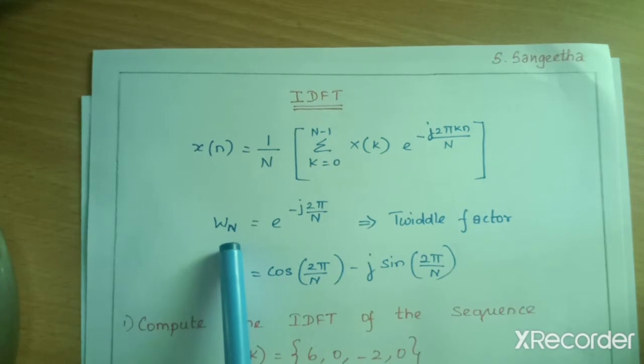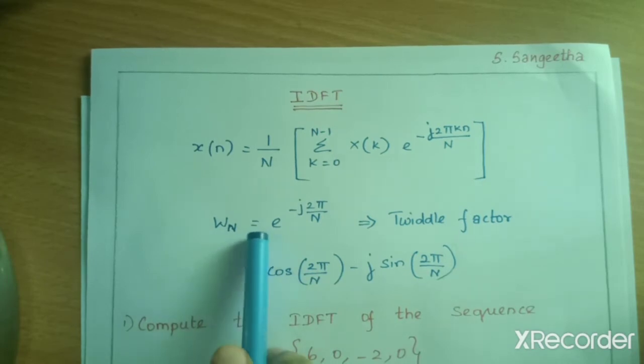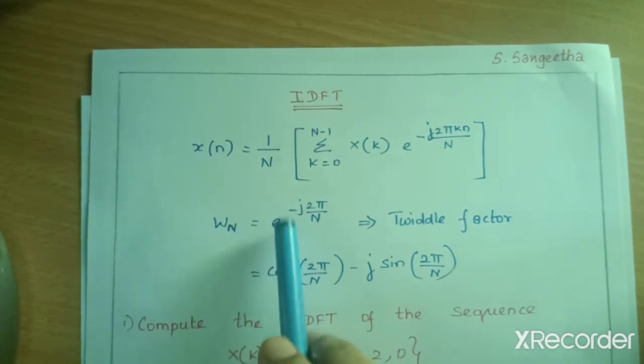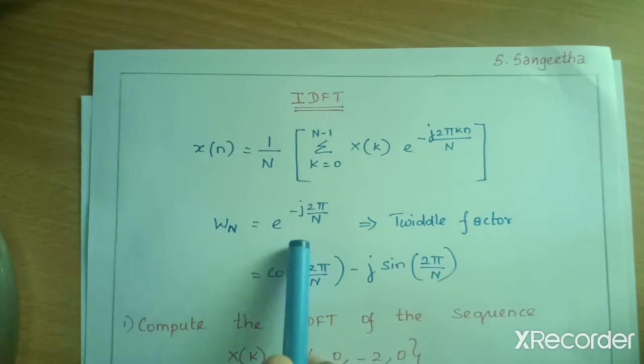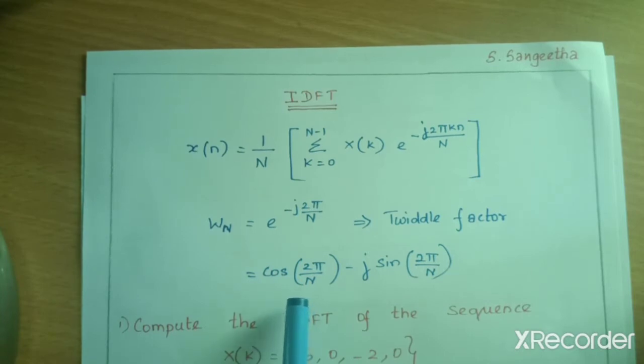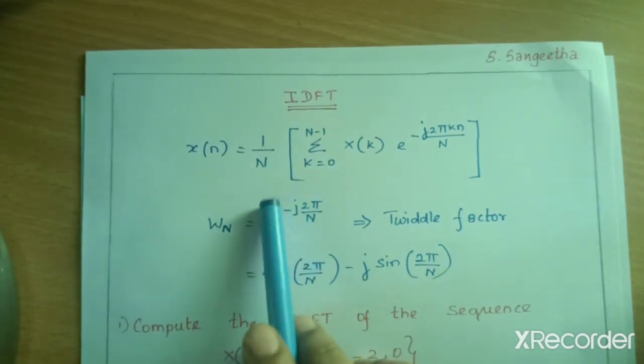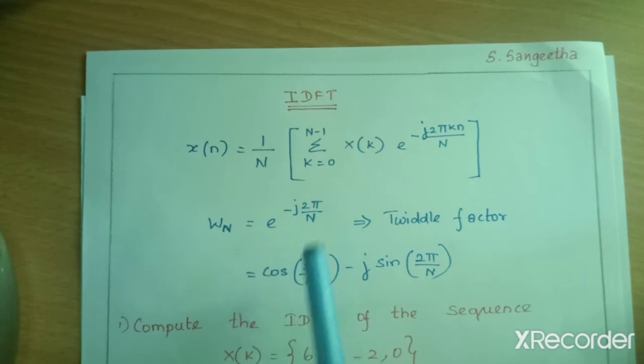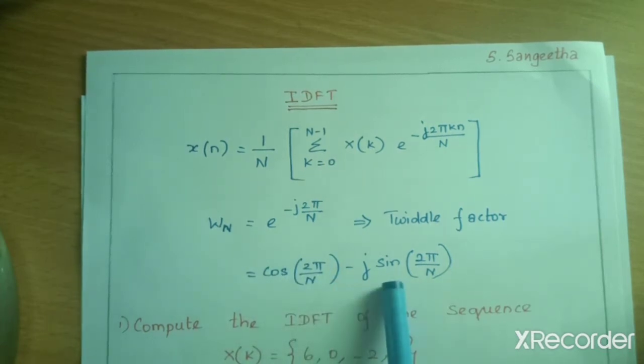So here we have seen the twiddle factor. The twiddle factor is expressed as W N, which is equal to e power minus j 2 pi by N. Here e power minus j theta can be represented as cos theta minus j sin theta. Here the value of theta will be 2 pi by N. So the term is expressed as cos 2 pi by N minus j sin 2 pi by N.